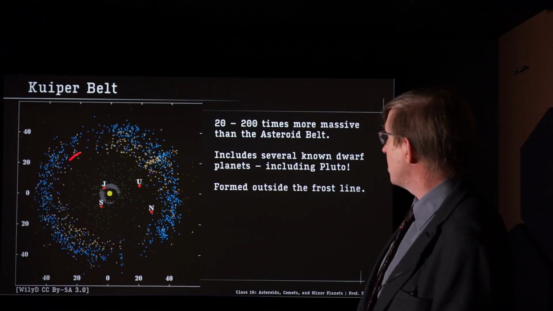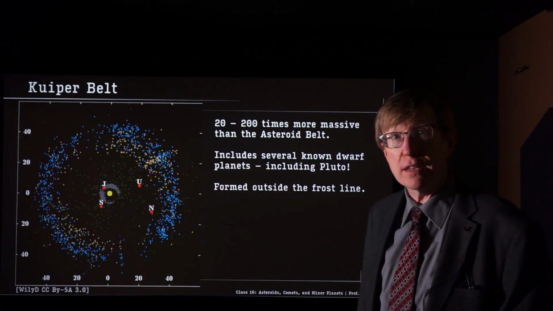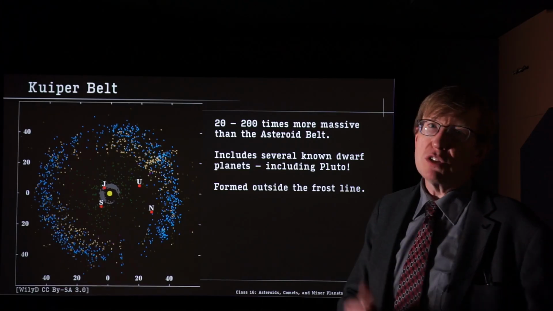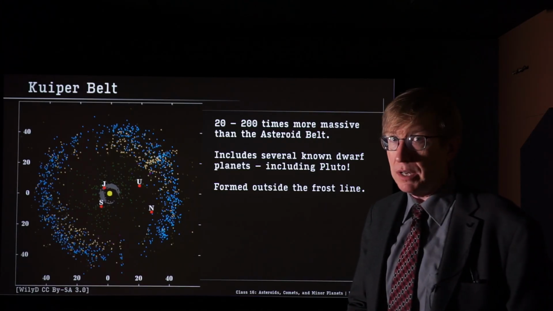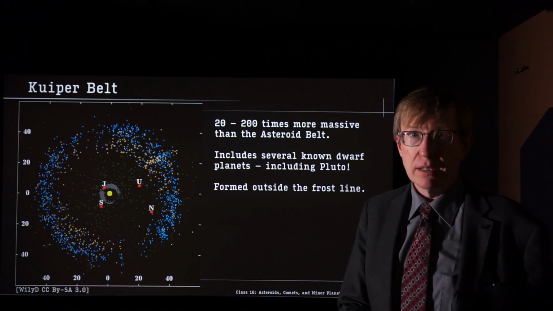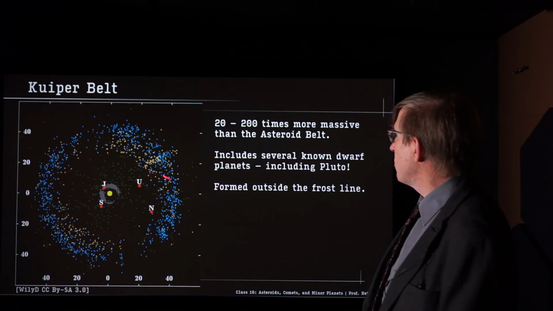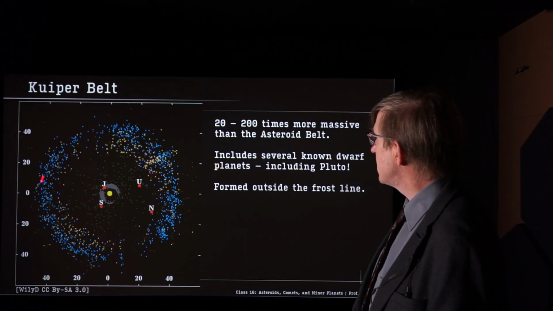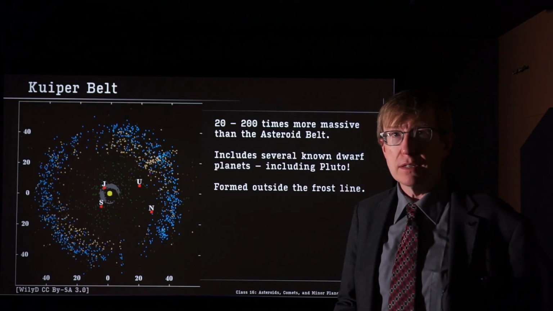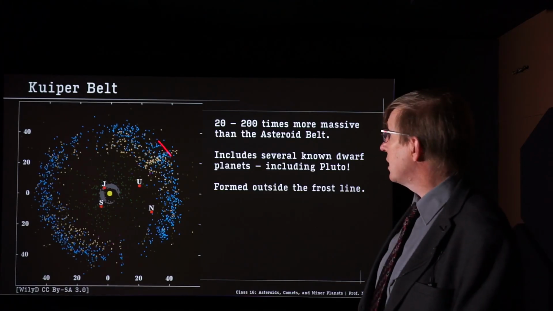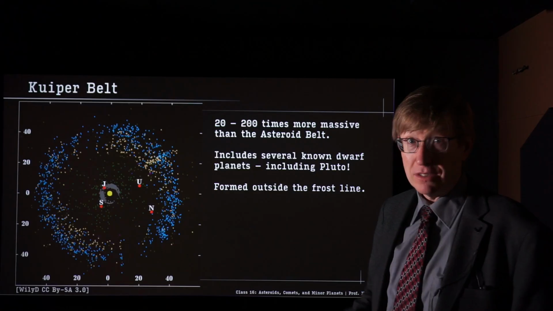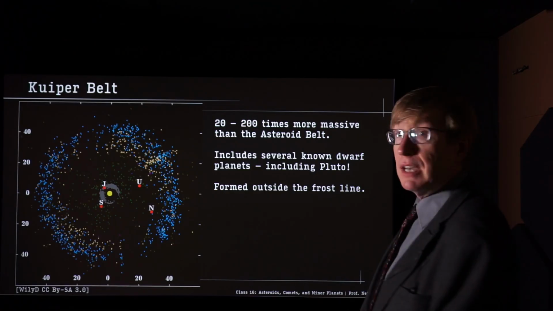And all these objects out here formed outside the frost line. So we expect them to have rather different compositions. Most of the asteroids are made of rock. Ceres is weird because it's got this brine layer to it. But most of the asteroids are just made of rock. Things forming outside the frost line, they're going to have not just rock, but also ices. In fact, it's so cold out here, we can expect things to be made of things that on Earth would be considered gases. So we're going to see that. Formed outside the frost line.